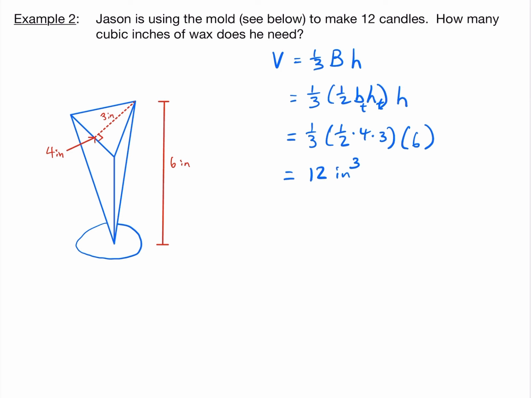cubic inches. So if one mold requires 12 cubic inches and we need to make 12 molds, then we're going to need 144 cubic inches of wax. Okay, so hopefully that makes sense. We've used two different examples to calculate the volume.